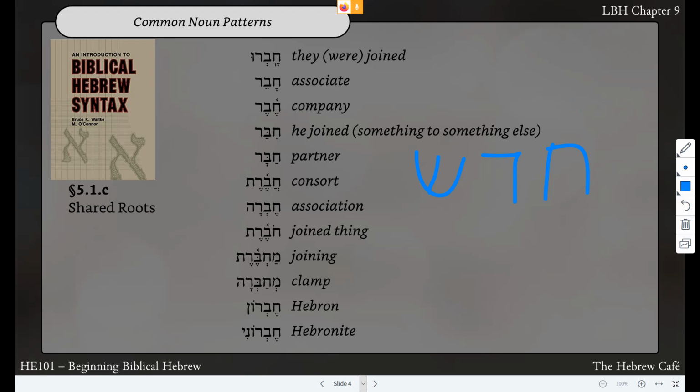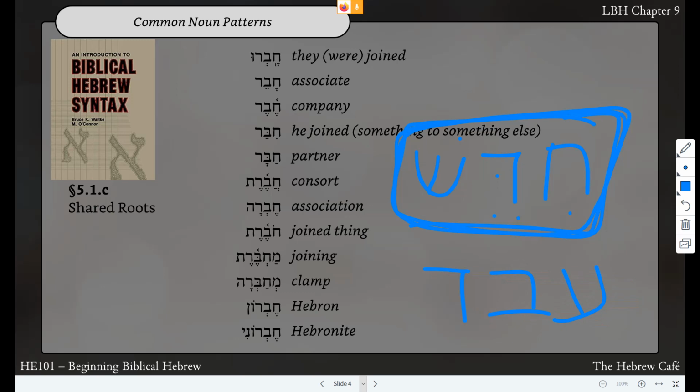What else do we have from this root? I didn't prepare anything with this, but I'm just thinking. You could say chadish means modern, like it's new, so it's modern. Lechadesh or chidesh means to make something new. He made it new. Chidesh, he renewed it. The idea is that we need to just get used to the patterns of root letters that break into different vowel combinations.